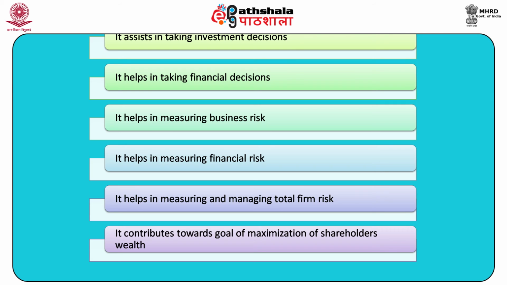Number 5, it helps in measuring and managing total firm risk. The relationship between operating leverage and financial leverage is multiplicative in nature rather than additive. Operating leverage and financial leverage can be combined in umpteen ways to obtain a desirable degree of total leverage and level of total firm risk. Number 6, it contributes towards the goal of maximization of shareholders' wealth. The finance manager, with the help of leverage analysis, will come out with a financing mix and capital structure by which earnings available to equity shareholders can be maximized, as the effects of changes in sales on earnings available to equity shareholders can be measured. We shall now recapitulate what we have learned so far.